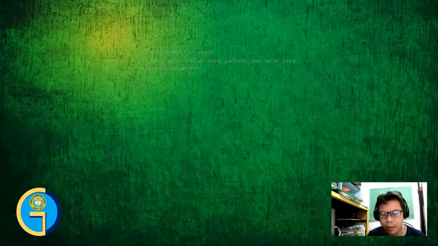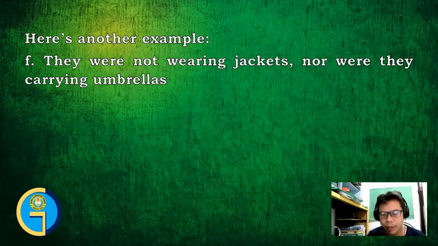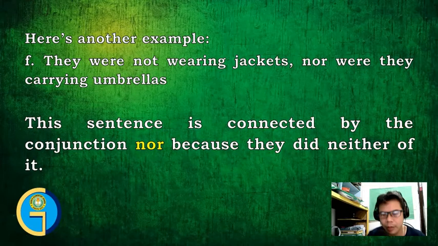Here's another example. They were not wearing jackets, nor were they carrying umbrellas. This sentence is connected by the coordinating conjunction nor because they did neither of it. So class, meaning to say, whenever you see two independent clauses that show contradicting ideas or negative ideas, the coordinating conjunction to use to connect them is nor. Okay?